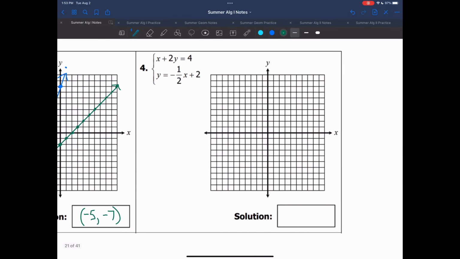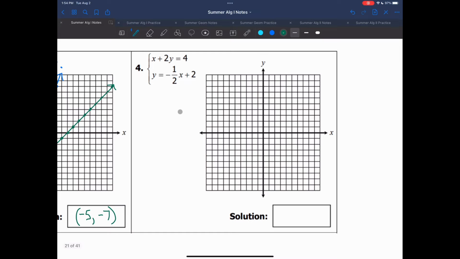All right, let's try our last one. Now, actually, this isn't too bad because this bottom one is in slope-intercept form, so we just have to get the top one in slope-intercept form. So let's do that real quick. Let me bring it down here.